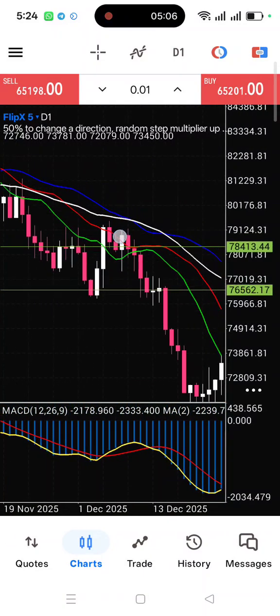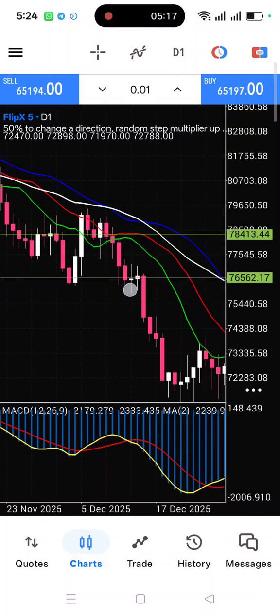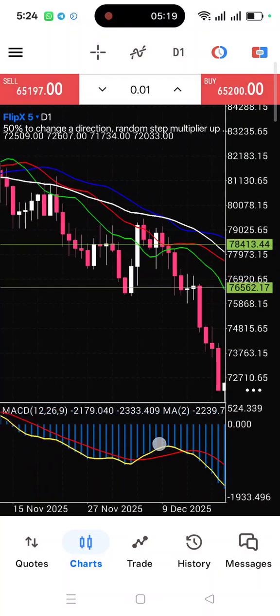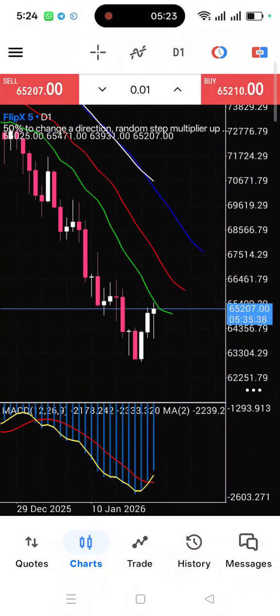So in this place, you see, after this pullback, there was the first red and the second red. So you can enter from here as a trend continuation, and you can see that the trend continues because the MACD is still below the zero line. You can see how long this trend has moved.